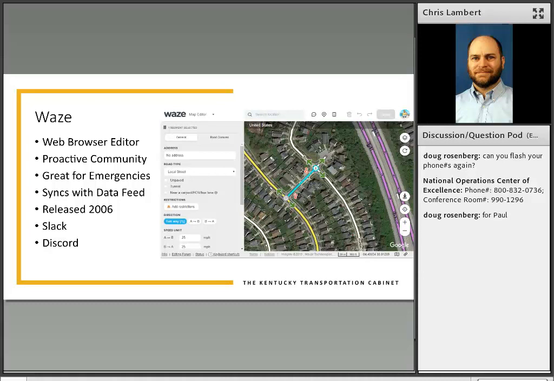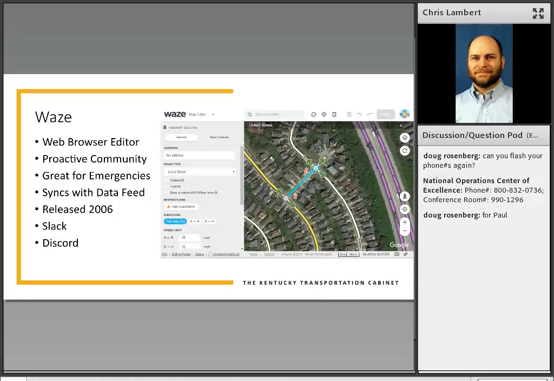It's really great during emergencies, and any changes you make on the map also sync with the data feed. So if you change a road name or a route, or the direction of a route, all those things are reflected in the data feed within minutes, actually. And so my director one time called and he said, hey, we're on the way back from Western Kentucky, we've got a bridge closure and we just opened it this afternoon. Does Waze know about this? And I said, well, probably not yet.